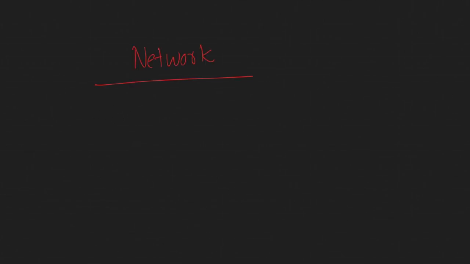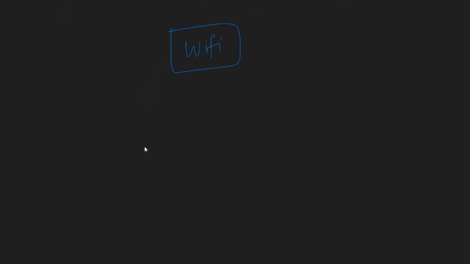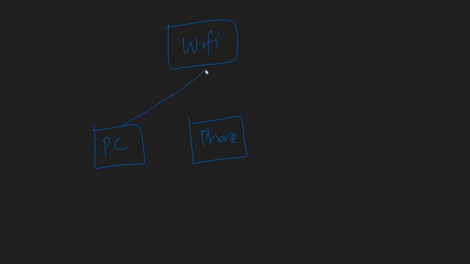So what is a network? A network is nothing but a bunch of computers connected together. That's it, as simple as that. For example, we have Wi-Fi in our home. That is a Wi-Fi network. We have the Wi-Fi router here. This is emitting wireless radio signals that actually connect our devices together. Let's say we have our PC here and our phone here. Both of them are connected to this Wi-Fi network. That means they are actually part of the same network. So now this is a network.